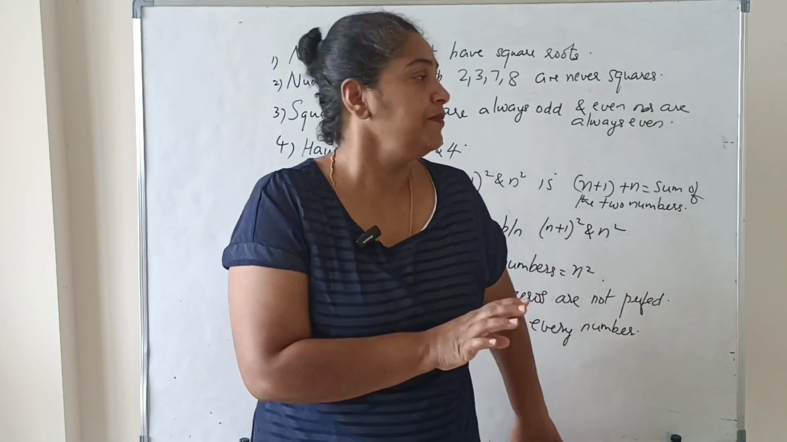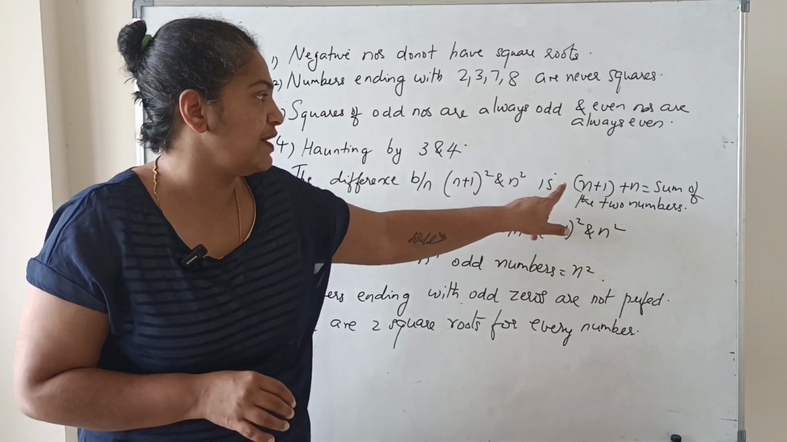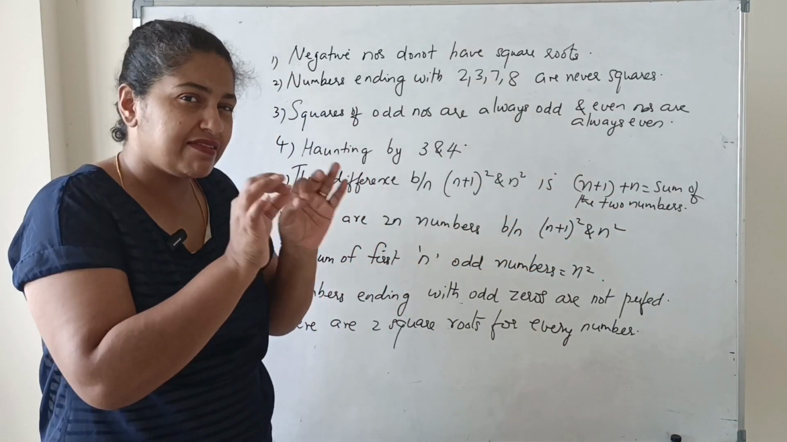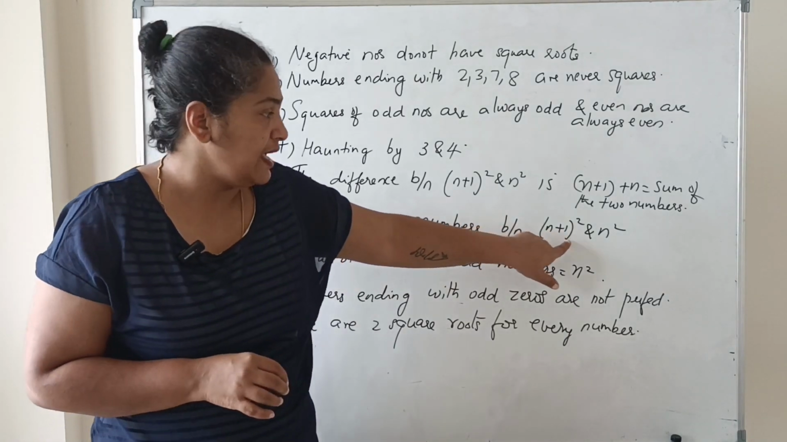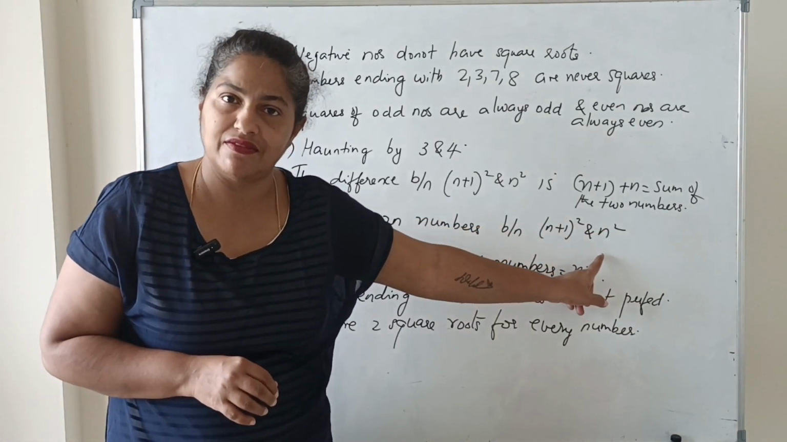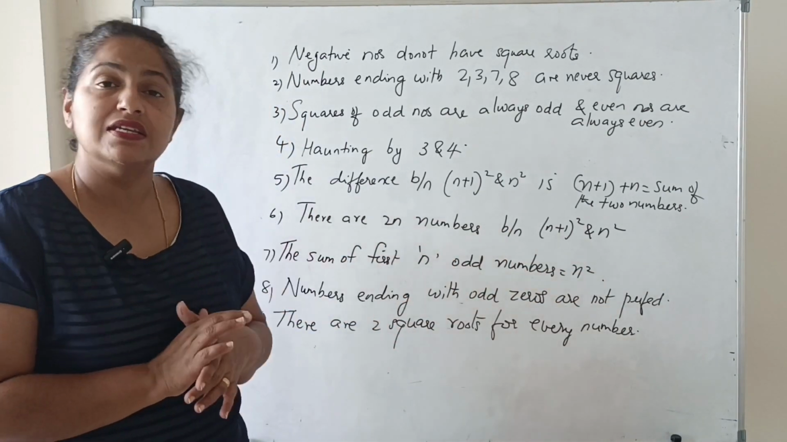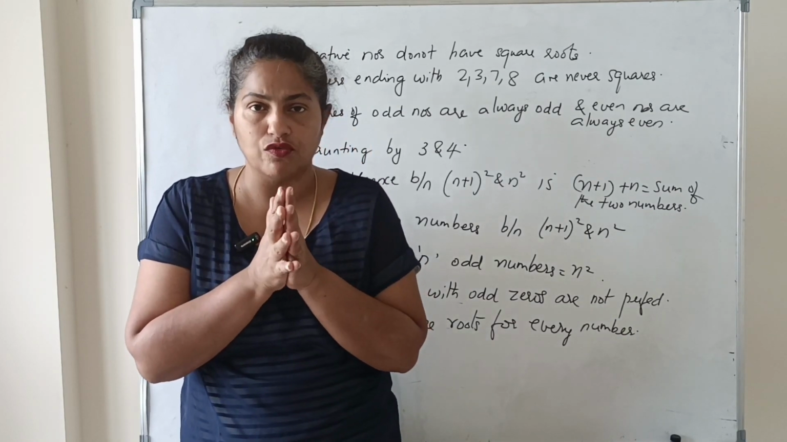Okay. Now, the difference between n plus 1 the whole square and n square is the sum of the two numbers. Same extension of the same logic. There are 2n numbers between n plus 1 the whole square and n square. And the sum of the first n odd numbers is n square. So these are the properties that we have done so far.